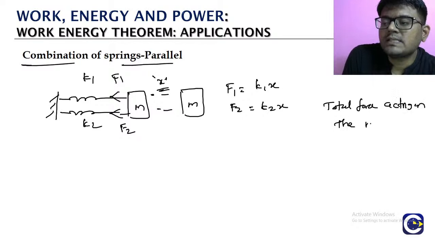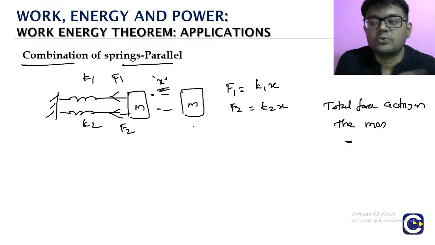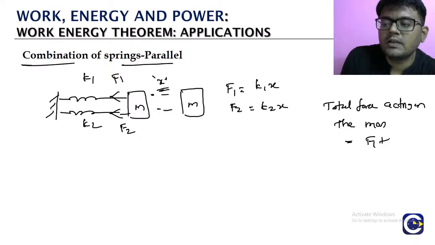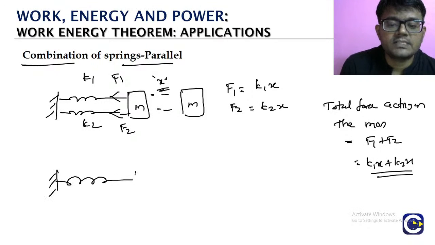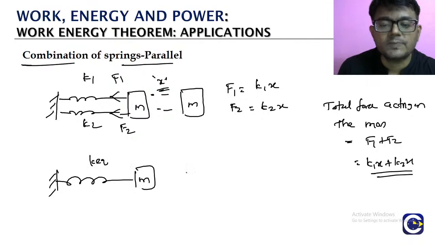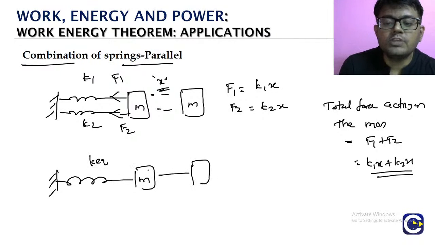Remember, what is the total force acting on the mass now? Because look at this, the mass will experience F1 and F2. The total force is equal to K1x plus K2x. This is the total force. If we say that we are replacing it with just one spring, that is our equivalent spring, and we move the mass by a value x, the equivalent spring should produce the same force.